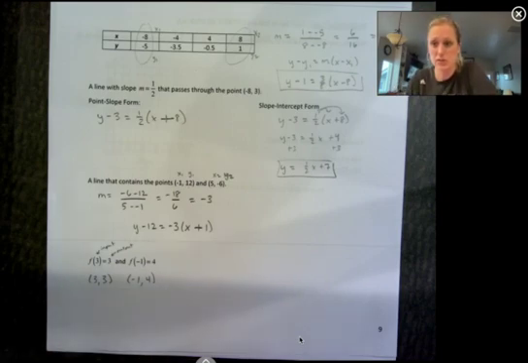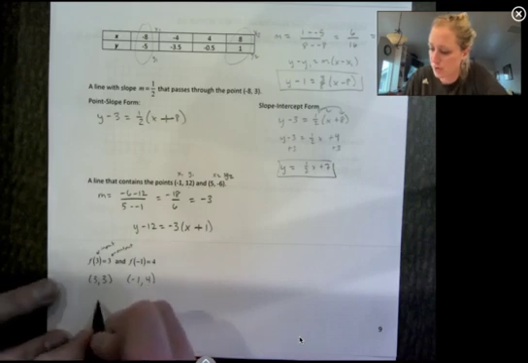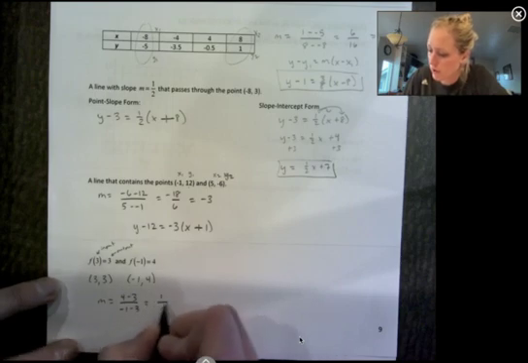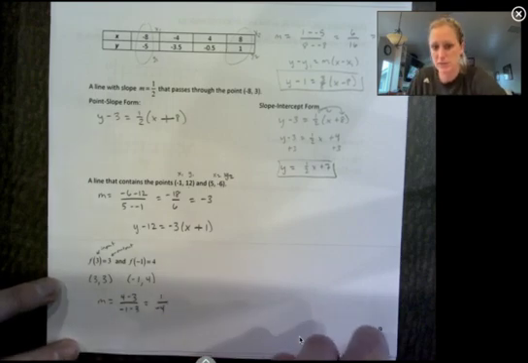So I can just use the slope formula again. So I'm going to do 4 minus 3 over -1 minus 3. So I get 1 over -4. So -1/4 is my slope.